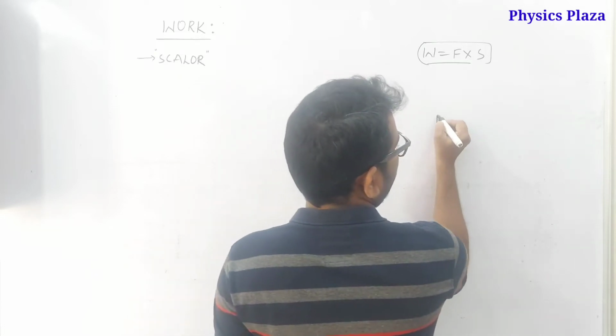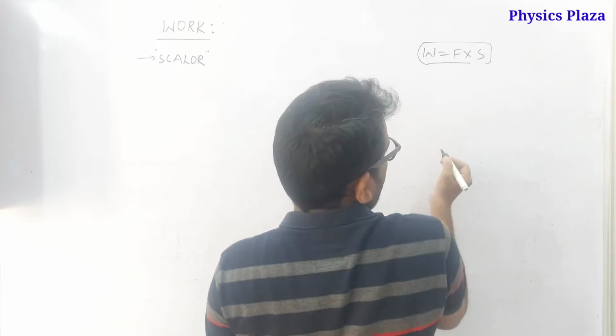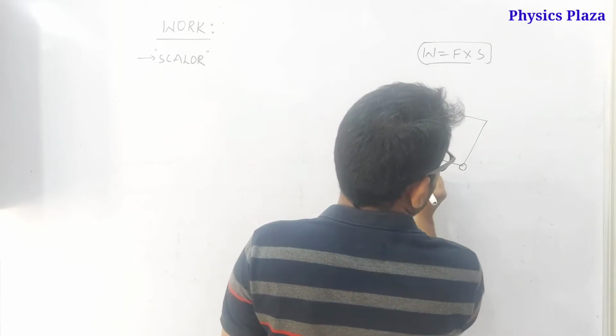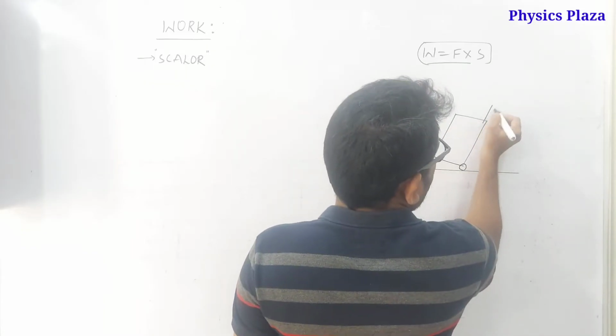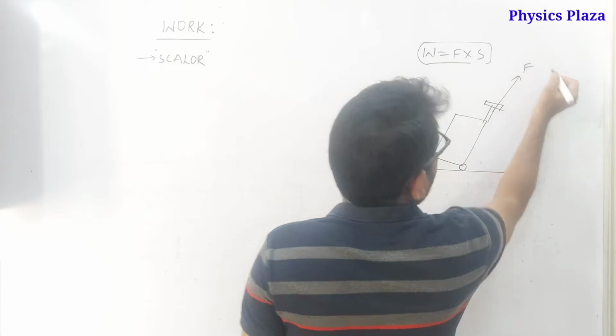Look at here. For example, here is a trolley bag. Here some wheels will be there. Clear? So this is where we will be holding, and we'll be applying force like this.